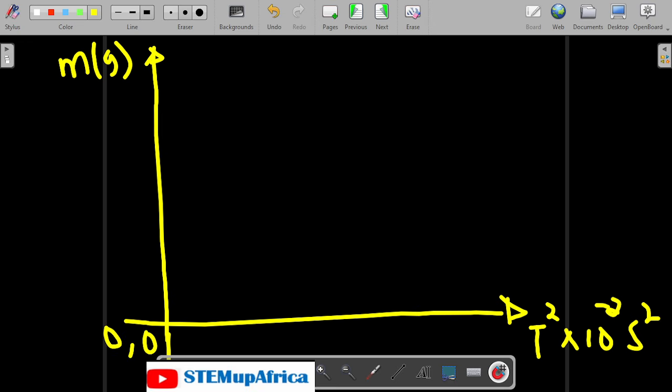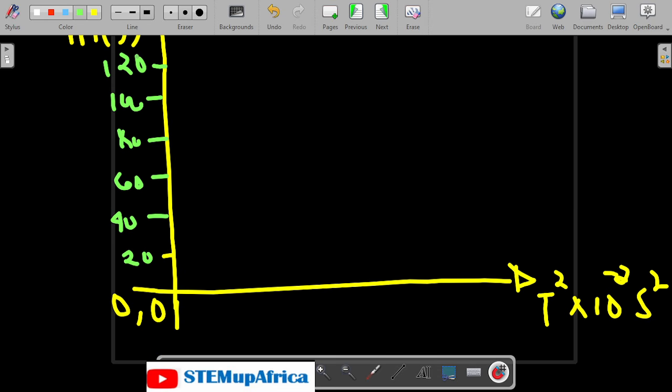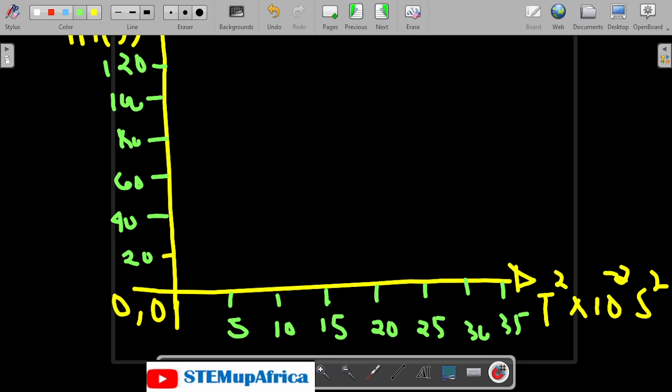So for every 2 cm we put 20 grams. Here becomes 20. Here is 40, 60, 80, 100. Here is now 120. You can label above that, but for the purpose of this class, let's just stop at 120. So 2 cm to 5, so every 2 cm here becomes 5, 10, 15, 20, 25, 30, 35. Like I said, you can also label above this.